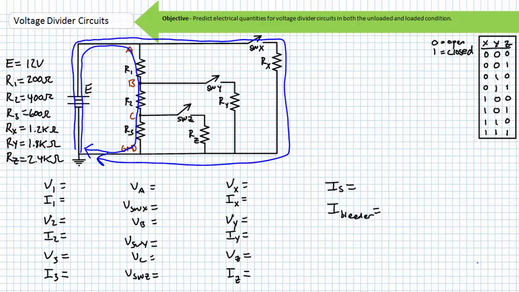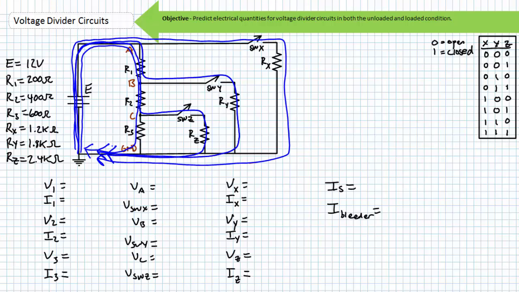This analysis will be nearly identical to the unloaded condition, with the single exception that Rx now draws current and experiences a voltage drop, and source current has increased. This can be extrapolated into the remaining scenarios in which switch X is closed, such as when switch X is closed, switch Y is open, and switch Z is closed. Switch X is closed, switch Y is closed, and switch Z is open. And finally when all three switches are closed.